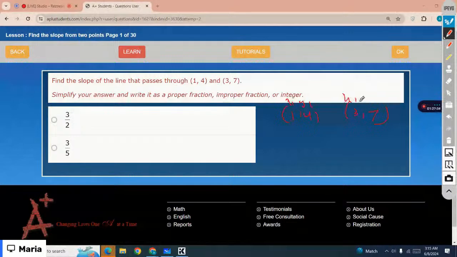This is x2, y2. y2 minus y1, 7 minus 4. And x2 minus x1, 3 minus 1. That is 7 minus 4 is 3 and 3 minus 1 is 2. So the slope of this problem is 3 by 2. The correct option is 3 by 2.